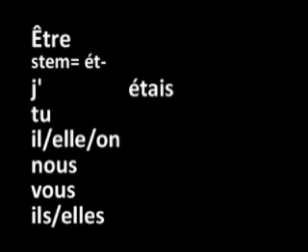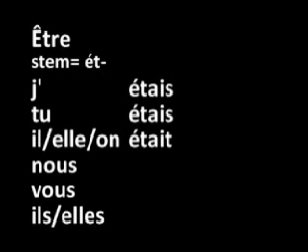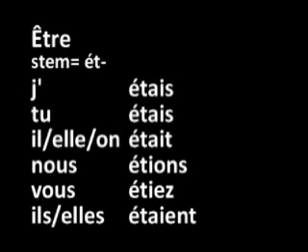In a lot of ways, the imperfect tense is the easiest tense to form in French. All of the verbs have the same regular endings. Only one verb, être, has an irregular stem. The stem of être in the imperfect is ét. J'étais, tu étais, il était, elle était, on était. Nous étions, vous étiez, ils étaient, elles étaient.